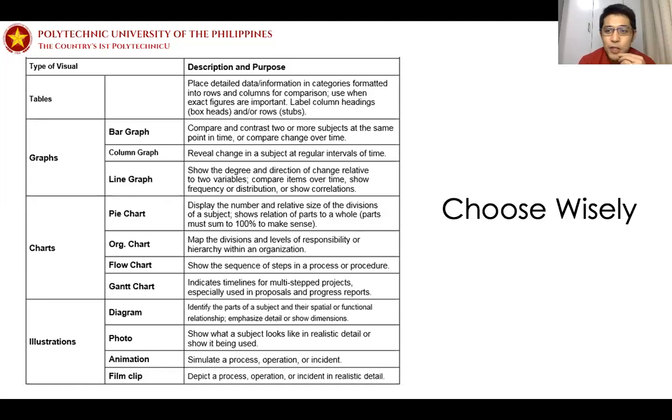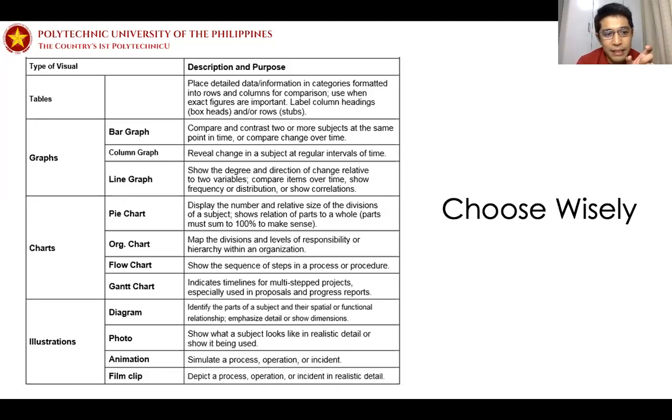Next item is we have charts. There are different kinds of charts. We have pie charts, org chart, flow chart, and Gantt chart, and they do have different purposes also. Now, we can use pie chart if we would like to display the number and relative size of the divisions of a particular subject. And it shows also the relation of a particular part to the whole. Like how much is distributed, let us say, to this particular department of the government, and how much is distributed to another department of this government.